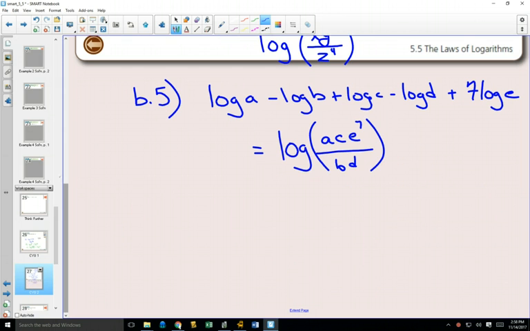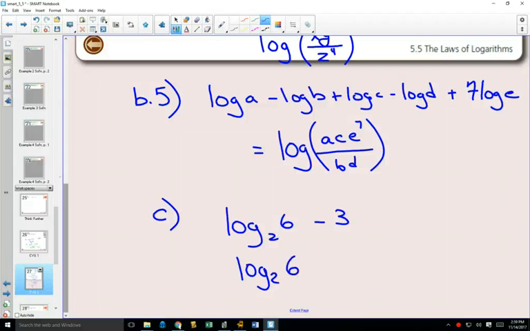And then finally part C. Part C is difficult because there is no number or no log in one of them. We have log base 2 of 6 minus 3. Well, I could combine these if this was log base 2 of 6 minus log base 2 of something. But what number am I going to put right here? 8. Why 8? Because 2 to the power of 3 is 8. So log 2 of 8 is equal to 3.